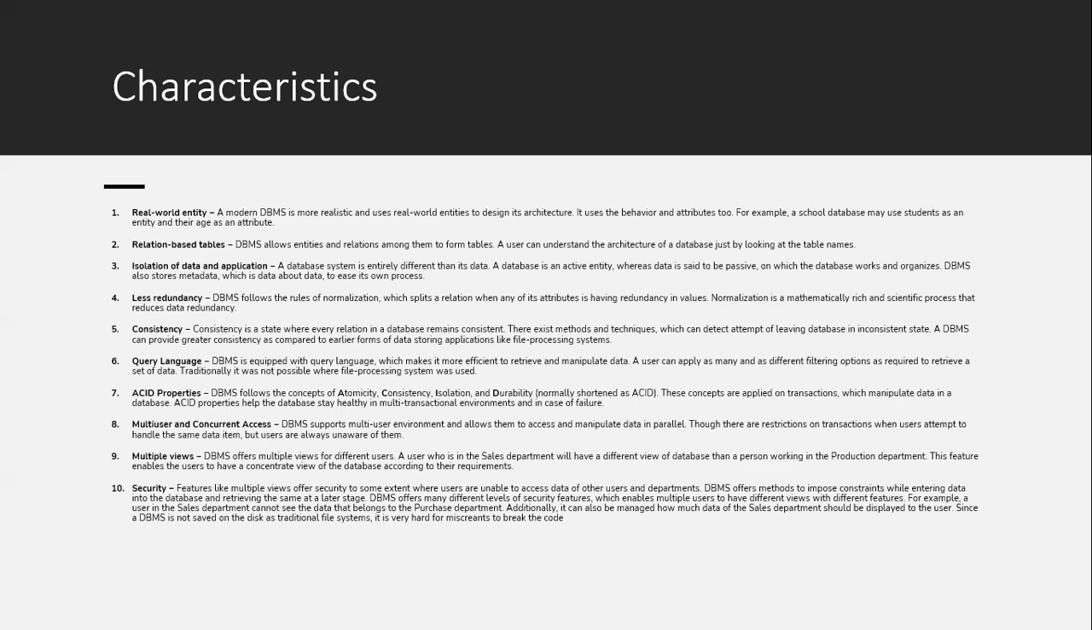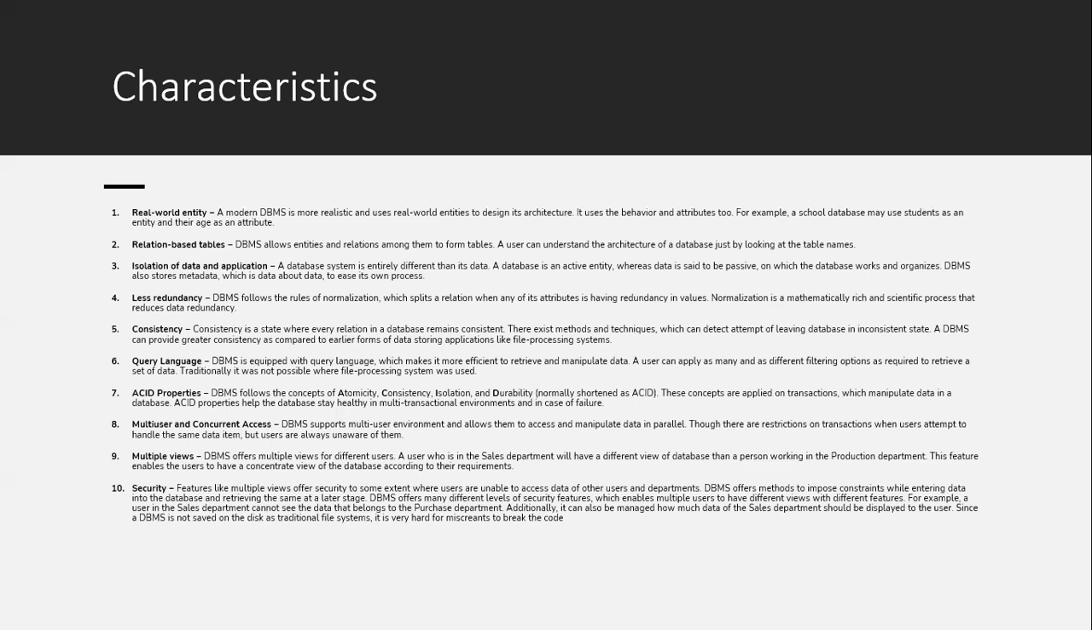Less redundancy also. A DBMS follows the rules of normalization, which splits a relation with any attribute having redundancy in values. Normalization is a mathematically rich and scientific process that reduces data redundancy. And on top of that, we also have consistency, query language, ACID properties, multi-user concurrent access, multiple views, and security.